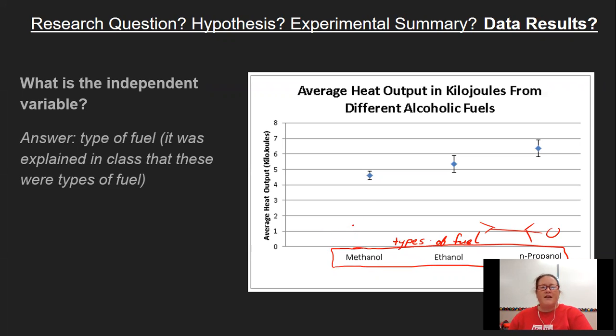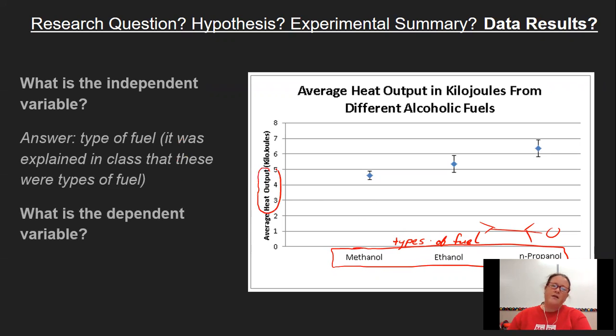So I just had this as a slide show that I made available to somebody offline. So I put in parentheses here that I explained that these are types of fuel, which I just explained to you too. What is the dependent variable? The dependent variable is going to be the heat output. And some students put average heat output, and that's okay. They're both acceptable.